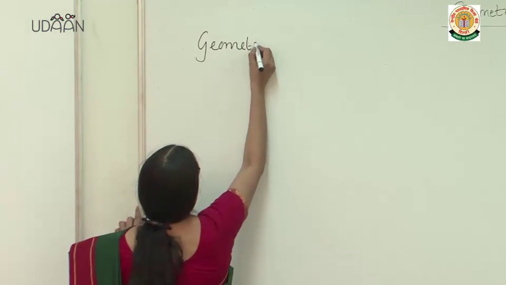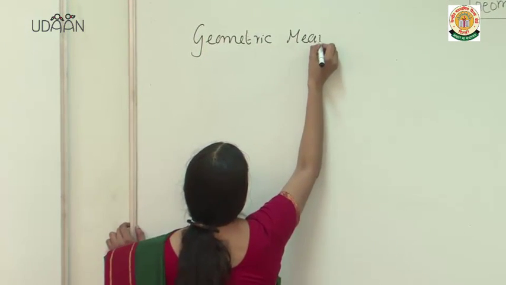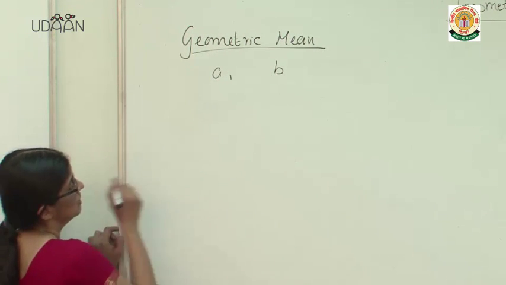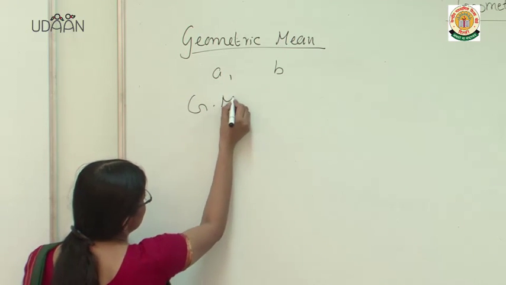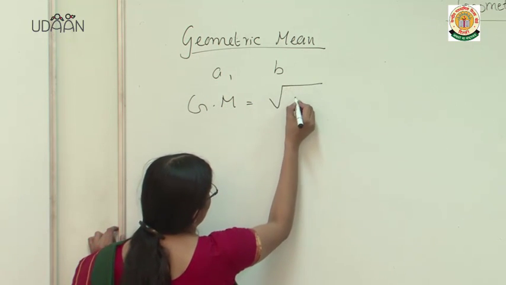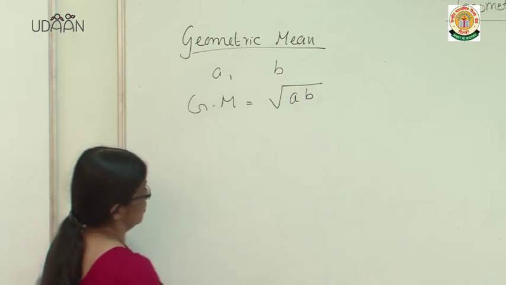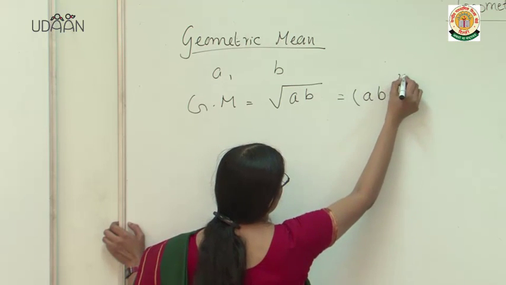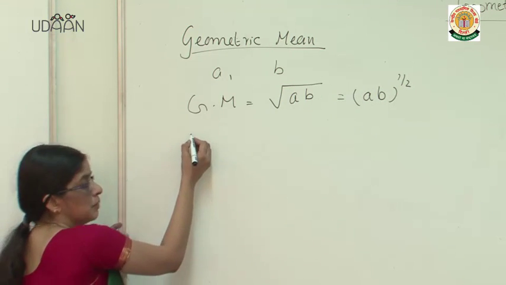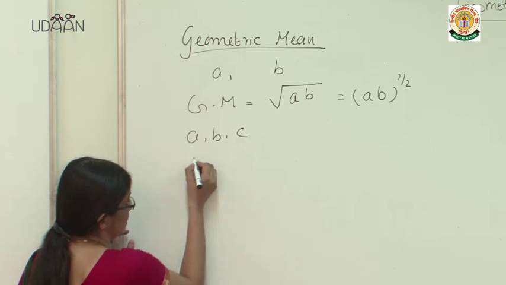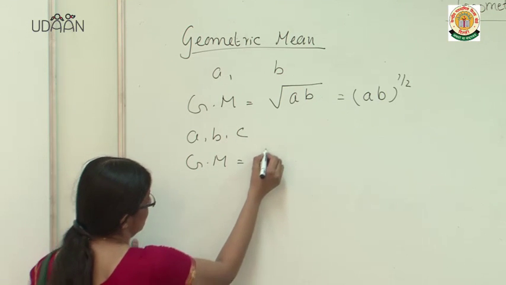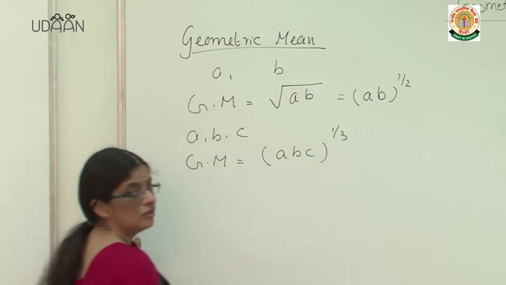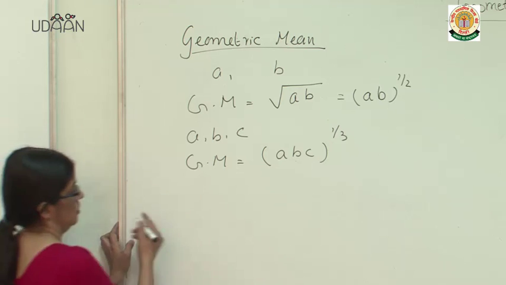Now, let us discuss geometric mean. Let a and b be two numbers, then the geometric mean between these two numbers is defined as under root of ab, or we write it as (ab) power 1 by 2. Suppose we have three numbers a, b, c, then their geometric mean is (abc) power 1 by 3, etc.